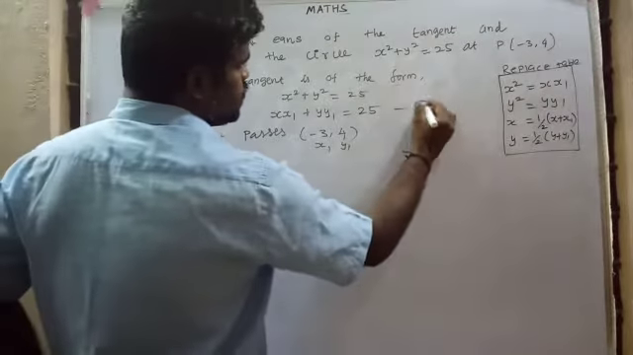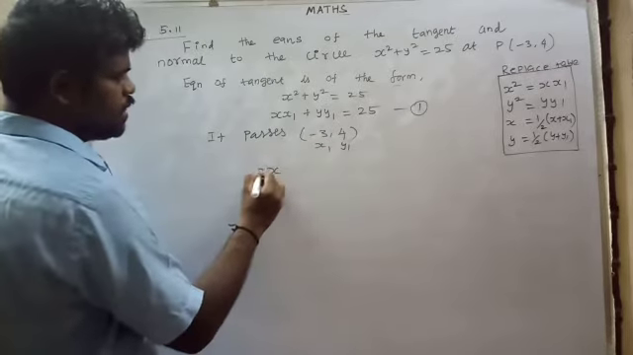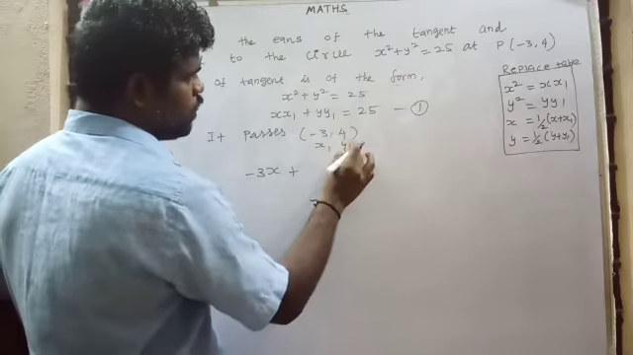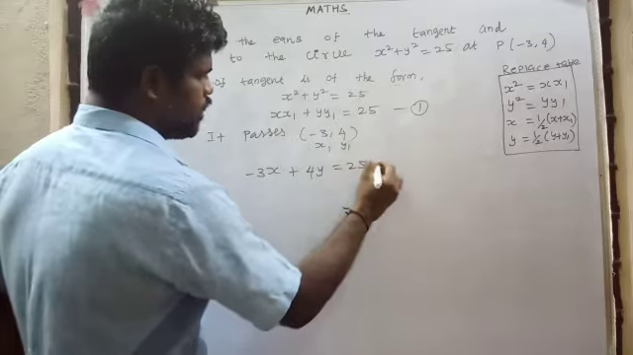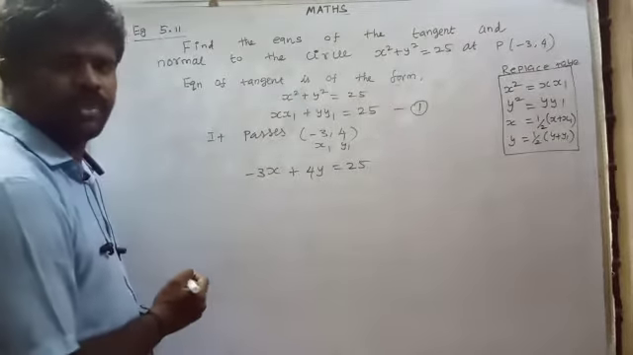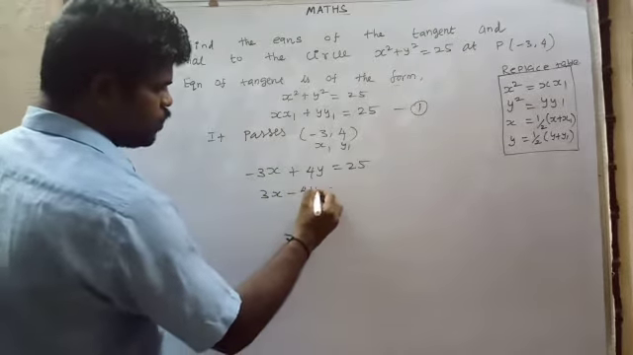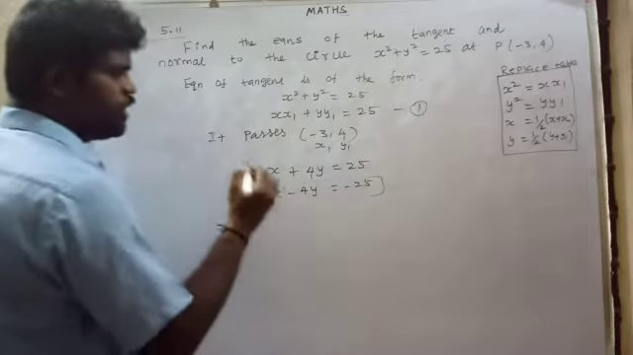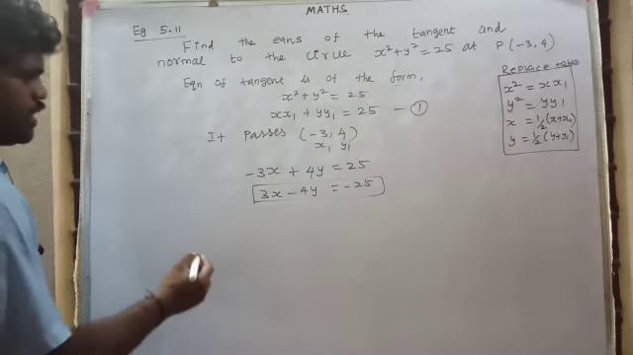We apply the equation 1. x into x1 value is minus 3, so minus 3x, plus here y into y1. Y1 value is 4, so 4y is equal to 25. Okay. So this is the equation of tangent, and we have to change the value: 3x minus 4y is equal to minus 25. This is the equation of tangent, and we want to find the normal.